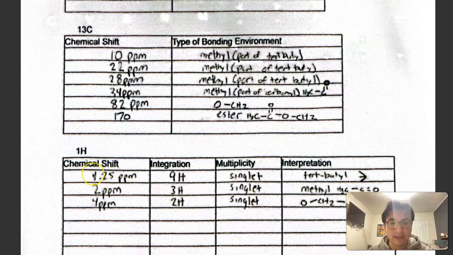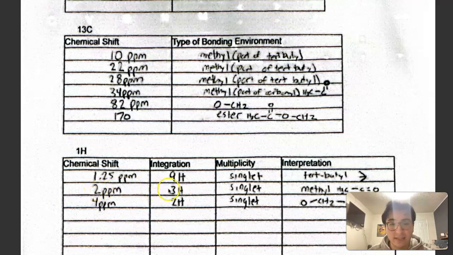And once again, we have a 1.25 ppm. We see a 9H integration with a singlet, and it is a tert-butyl because we see 1, 2, 3 methyls connected to a carbon that is connected to the CH2 group, but because this carbon has no hydrogens, that gives it the singlet, because the multiplicity is nearby hydrogens plus 1.